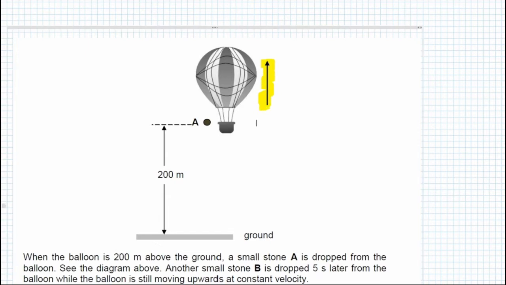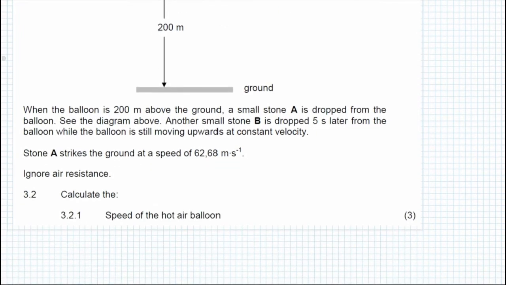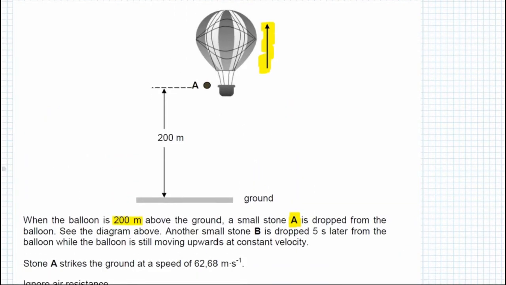But below this diagram, we have some more important information. They say when the balloon is 200 meters above the ground, a small stone A is dropped from the balloon. See the diagram above. So over here on the diagram, they have indicated A. And as you can see, it is dropped at 200 meters above the ground. Another small stone B is dropped 5 seconds later from the balloon, while the balloon is still moving upwards at a constant velocity.